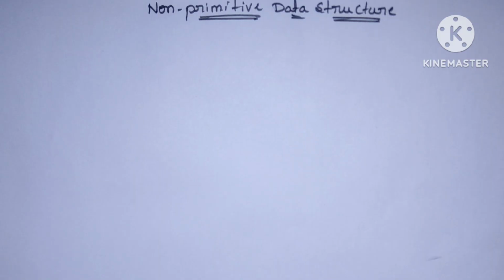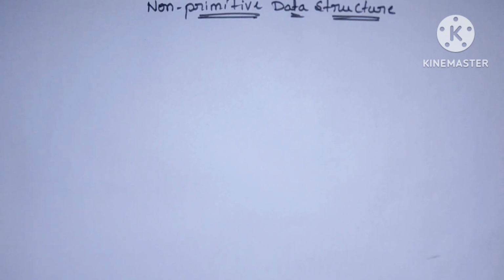Hello everyone, in the last video we discussed primitive data structures. In this video we are going to discuss what a non-primitive data structure is. Basically, a non-primitive data structure is a kind of data structure that allows us to store multiple data values.